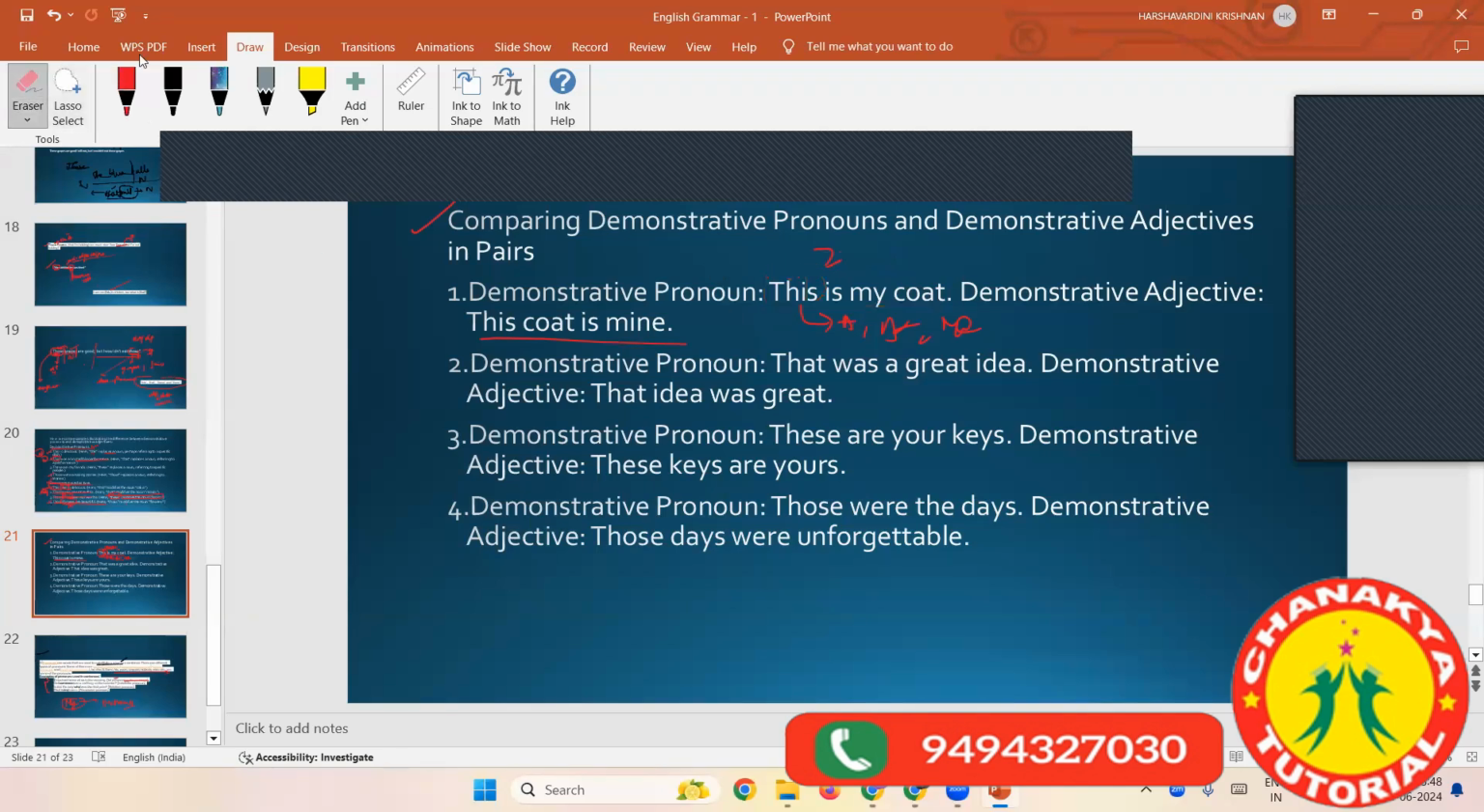So we don't have the noun in the sentence. We don't know that person. This may be a female, this may be a male. We don't know who that is, right? So this is going to replace the noun. But see the second sentence, this coat is mine. Here mine, we know that it's already mine. I'm telling specifically this. Correct? Understanding?